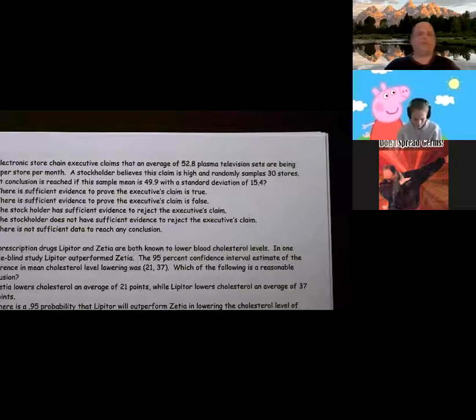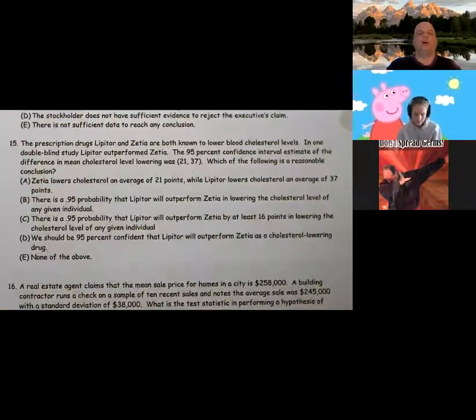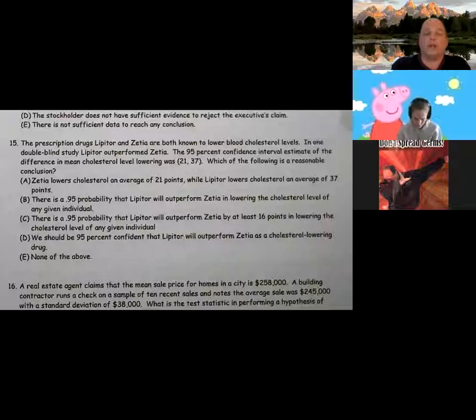All right, question number 15. The prescription drugs Lipitor and Zetia are both known to lower blood cholesterol levels. In a double-blind study, Lipitor outperformed Zetia. The 95% confidence interval estimated the difference in mean cholesterol level lowering was 21 to 37. Which of the following is a reasonable conclusion?